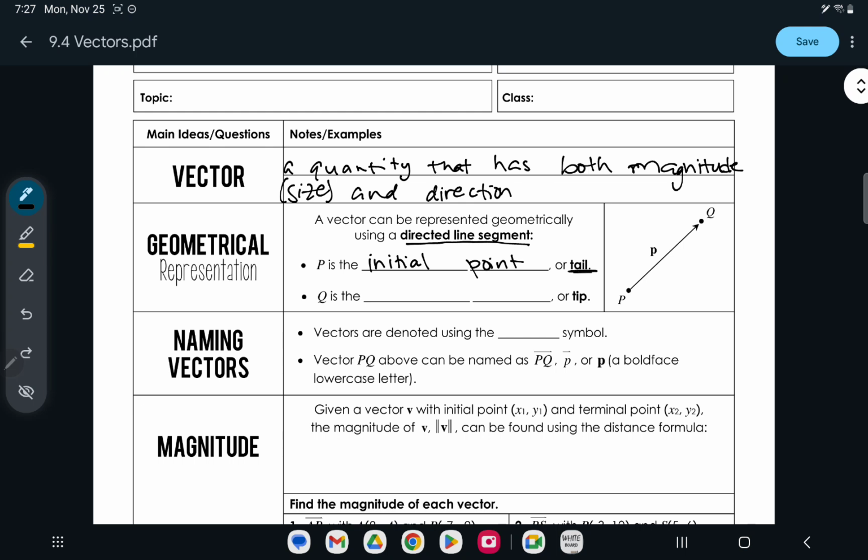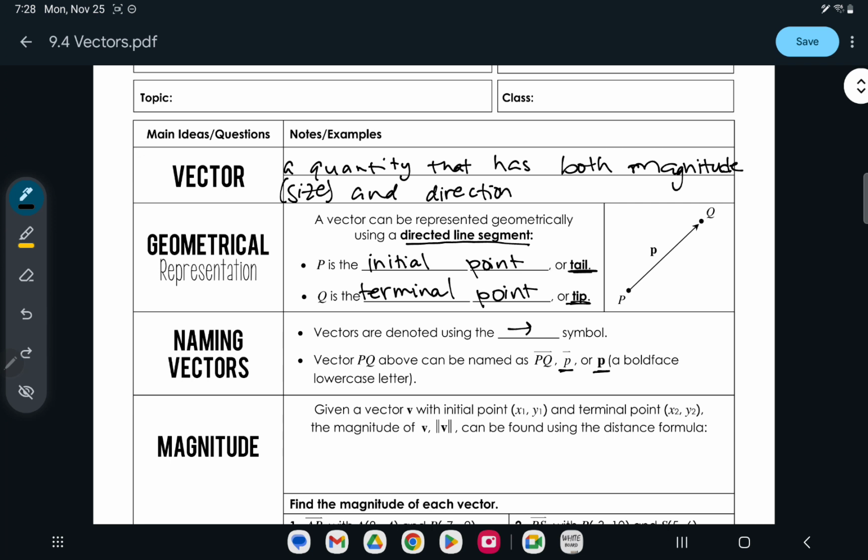or the tail, and Q is the terminal point or the tip. Vectors are denoted by using the arrow symbol or array. So in this picture we have PQ. We can name it as PQ or vector P. And we probably wouldn't write it bold, but having a bold letter means a vector.